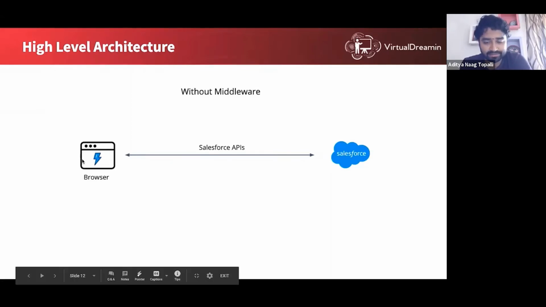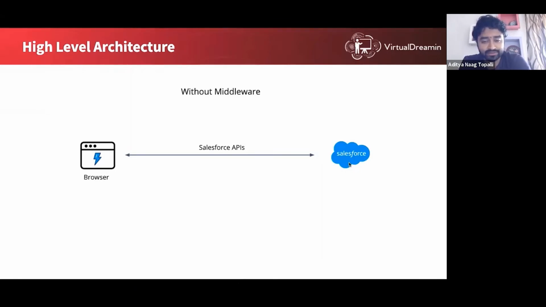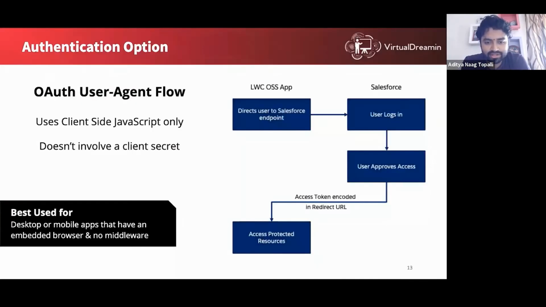So for that, you can directly use the browser and you can call Salesforce APIs because there are certain features, certain OAuth mechanisms that let you just use client-side JavaScript in order to talk to the Salesforce APIs. As you see, you're not using any middleware here. So this configuration is going to work even if you don't have the Express server created. Now, how do you achieve this? You achieve this using the OAuth user agent flow.